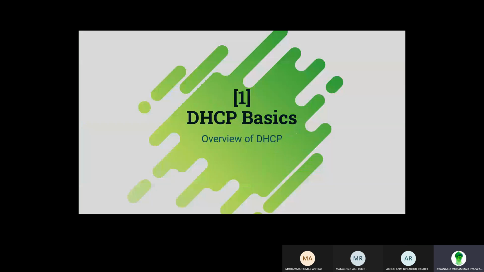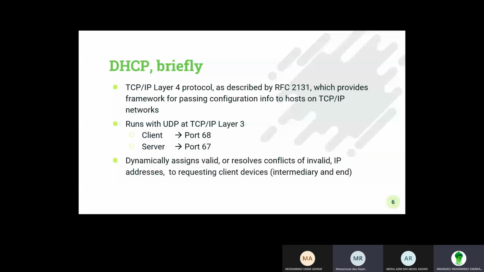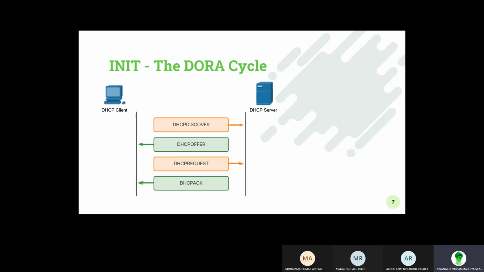DHCP is a TCP/IP layer 4 protocol that issues IP addresses to or resolves IP address invalidity of client devices requesting via broadcast transmission, with segments traversing the network with UDP through port 68 for clients and port 67 for servers. In the initial client connection, or init, the client initiates the discover, offer, request, and acknowledge cycle to get an IP address.